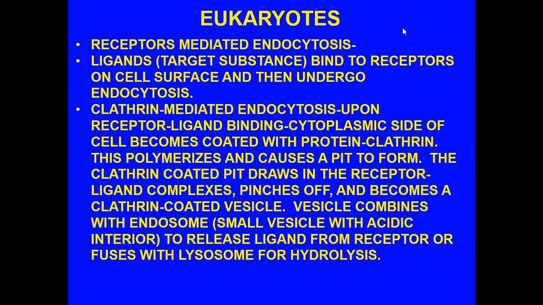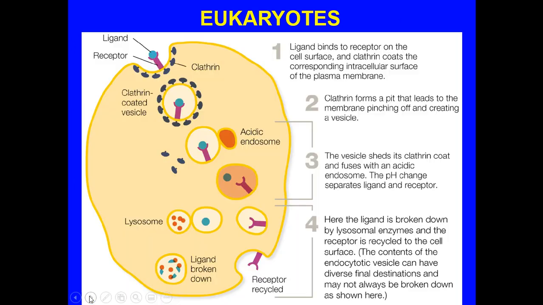Now, the vesicle may combine with an endosome, which is a small vesicle with an acidic interior. This will cause the release of the ligand from the receptor. The receptors can then be recycled because they'll be sent back to the cell plasma membrane. Or you will have a lysosome that will break down both ligand and receptor during the hydrolysis process.